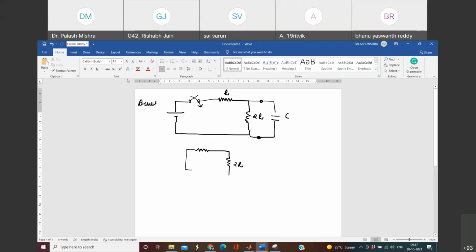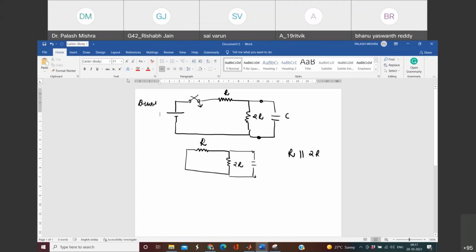2R. This will be short circuited, and this is your C. Ultimately you have to find the time constant for this particular C. So tell me, this is R. Is it in parallel or series with 2R? R is in parallel with 2R.